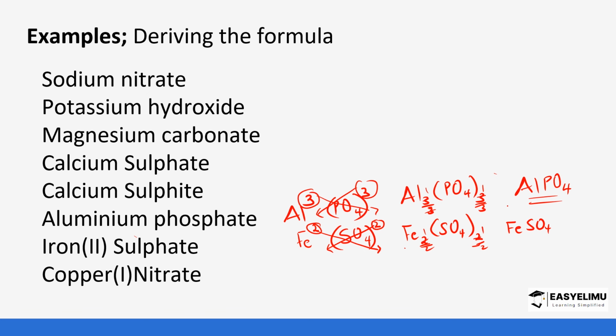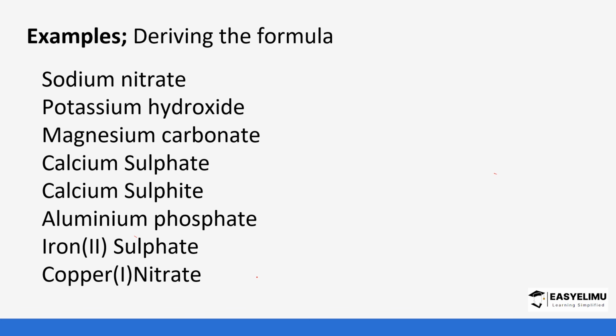And then last one using a transitional element, copper 1 nitrate. So from the statement, we see copper has a valency of 1. And then nitrate, we said it's that with a charge of minus, so the valence is 1. Remember, we said you put it in a bracket. So you crisscross the charges. It becomes copper 1 and nitrate 1. So we don't write 1, so it becomes copper nitrate.